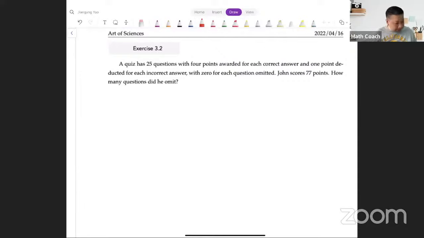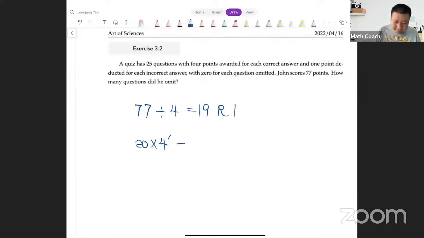Your answer is correct. And now it is 1-1. Think about it: that's 77 points, right? You do 77 divided by 4, what do you get? You get 19 with remainder 1, right? So they have to answer at least 20 questions correctly. If they get 20 questions correct, that is 80, but he gets some questions wrong, 3 questions wrong, and then that gets 77. And so the unanswered questions, of course, will be 25 minus 20 minus 3, that is 2.